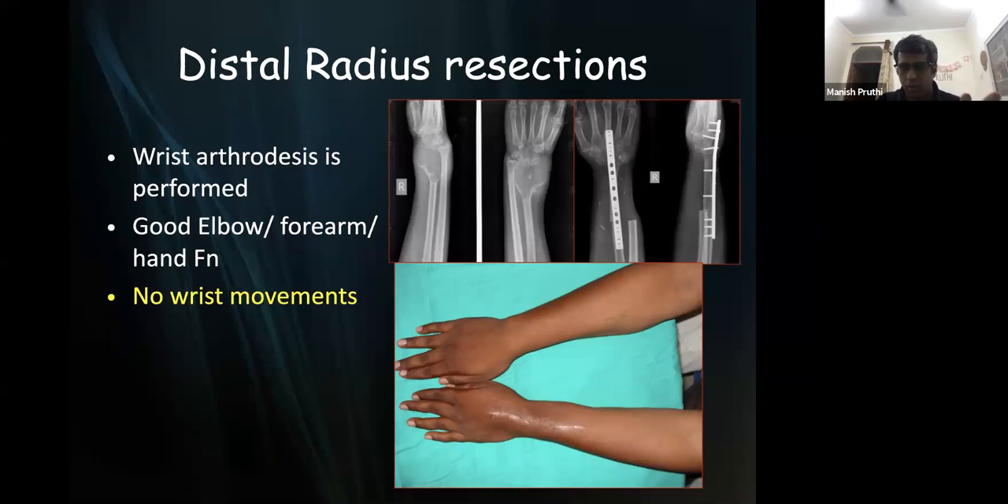And we use a long plate which is fixed from the radius to the intercalary part of the ulna to the metacarpal. And you can see the clinical picture. This is how the hand looks like. It looks a little thin, but the patient gets a good elbow, forearm and hand function, but no wrist movements.